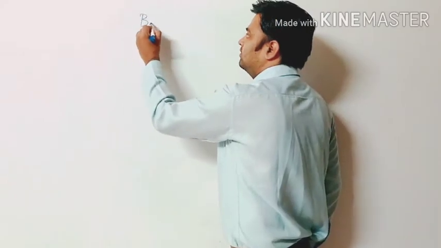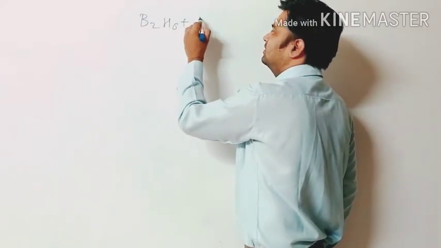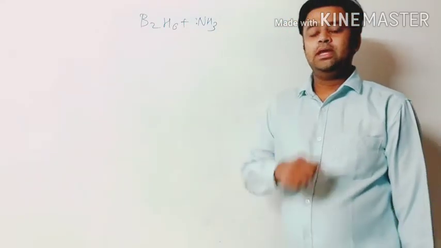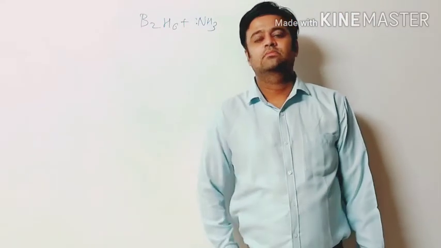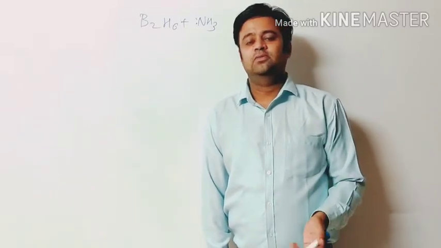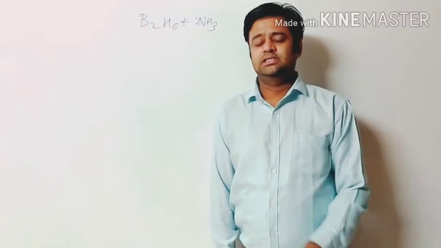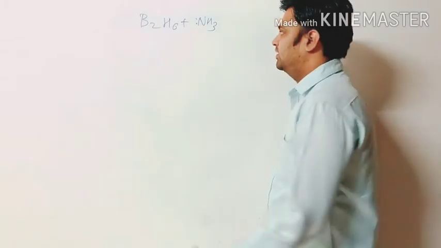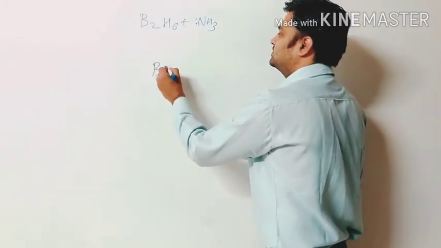Now let B2H6 react with ammonia. Two types of cleavage are possible. One is symmetrical cleavage, the second is unsymmetrical cleavage. Let's see.